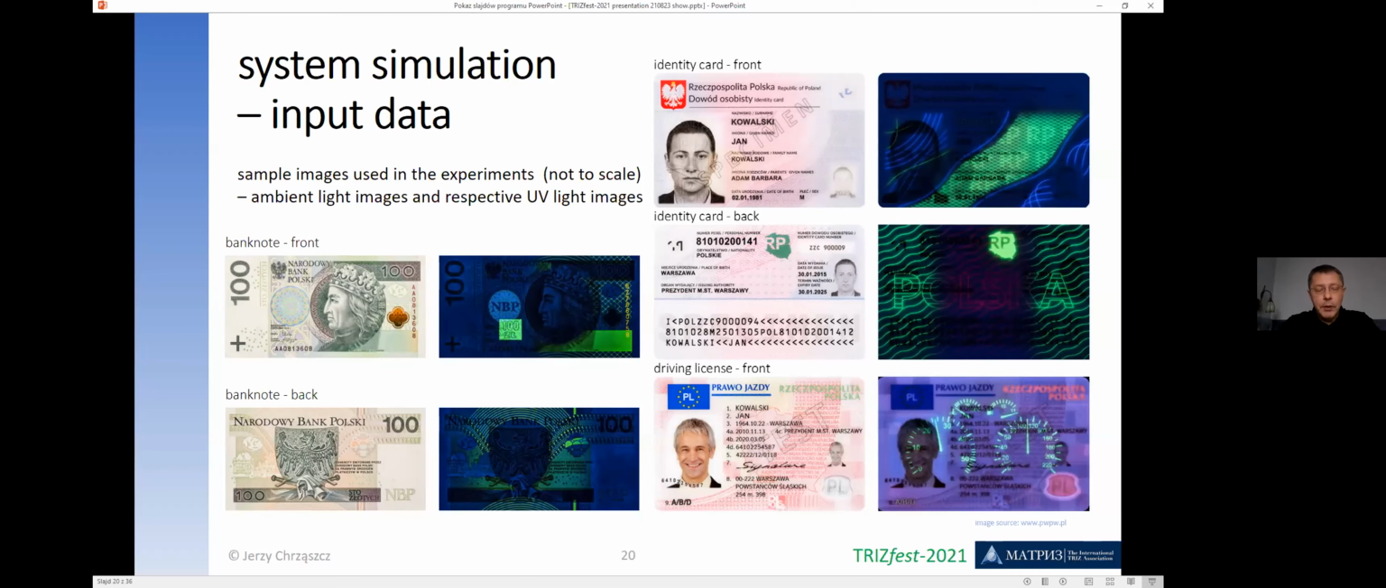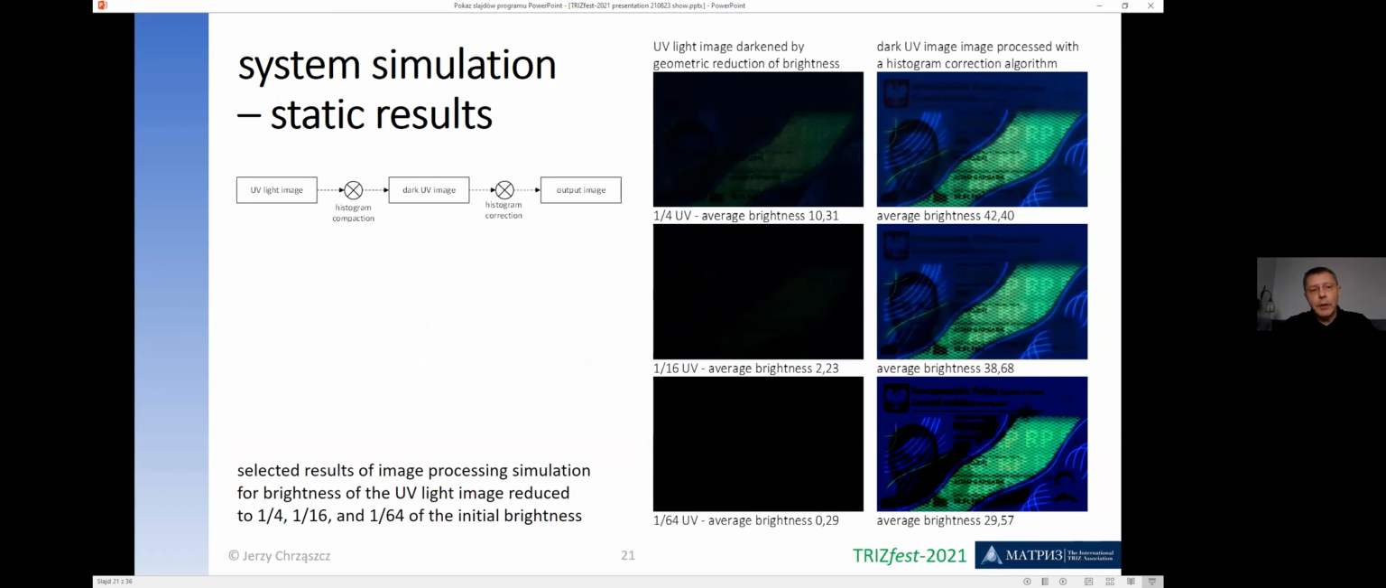What you see is the input data used for simulating system operation. These are publicly available images of documents protected with fluorescent markers as seen in the ambient light and in the UV light. The simplest experiment involved decreasing brightness of a UV light image and then applying a histogram correction to restore the image. Histogram correction is an algorithm that normalizes, in this case, increases, expands the brightness levels in the picture to make it more balanced.